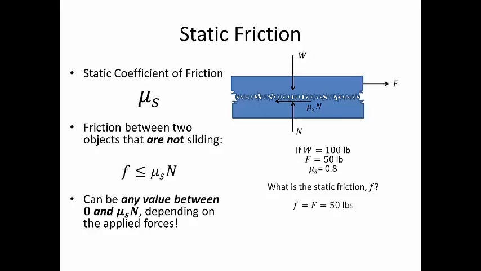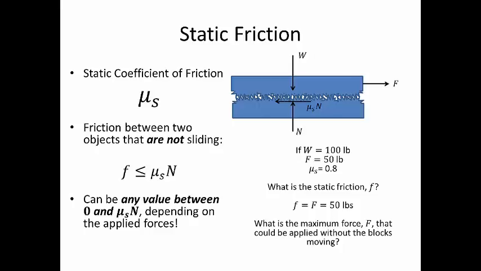In this case, our static friction, F, is equal to the force that's being applied, which is equal to 50 pounds. In order for it to be static, our forces have to balance. We have a force that's being applied of 50 pounds, and so our friction has to equal that in order to keep the object static. So we have a force of 50 pounds.